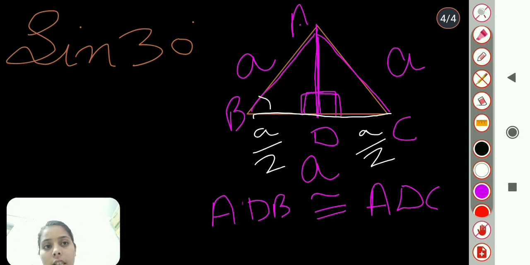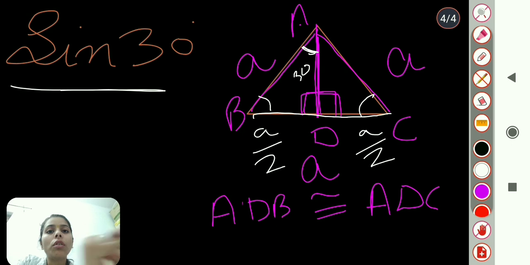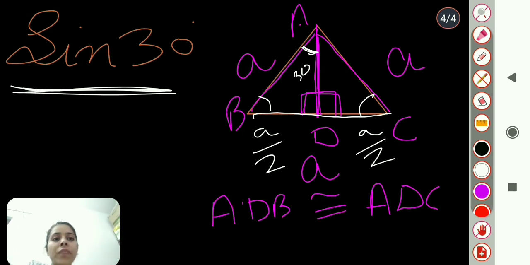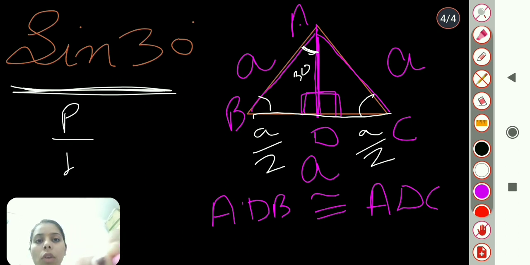This angle is 60 degree, and this angle is also 60 degree. Now what is the value of this angle? This angle will be 30 degree. So now we have 30 degree, right? And we have to find the value of sine 30 degree. So first of all, what is the formula of sine 30? Formula of sine 30 is perpendicular upon hypo.